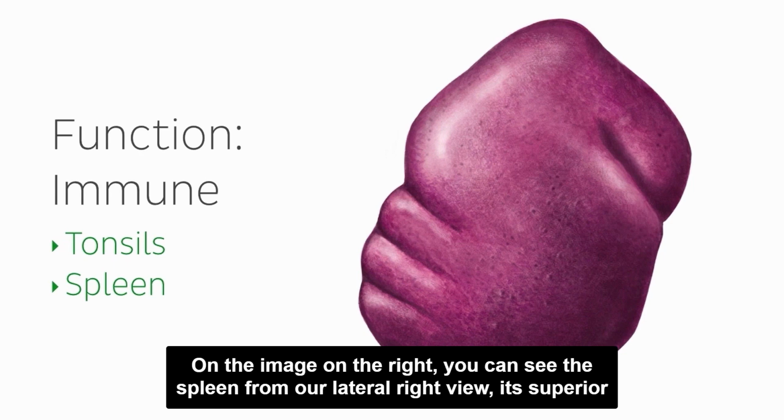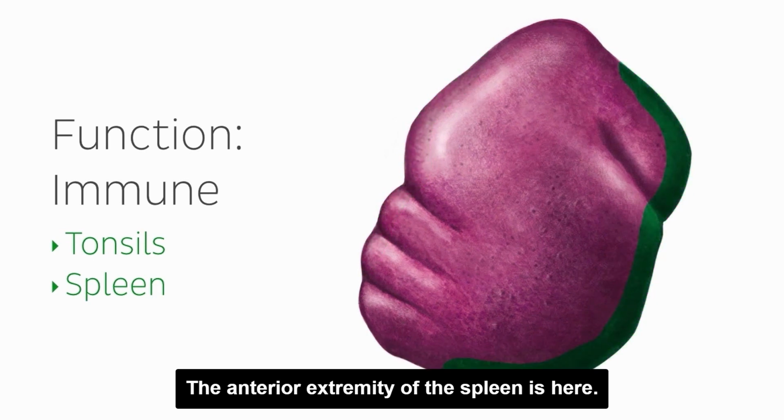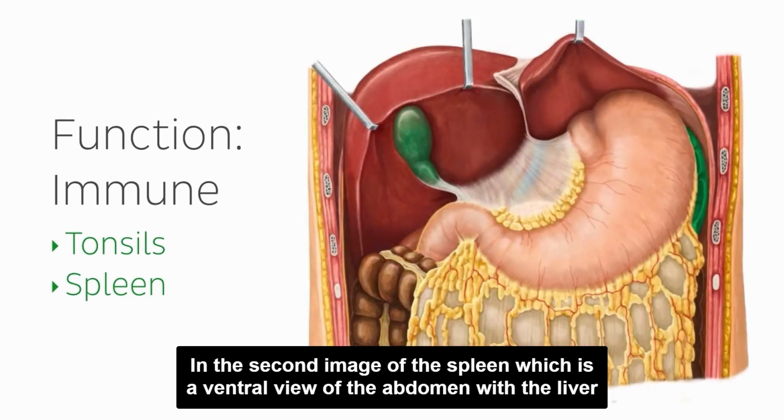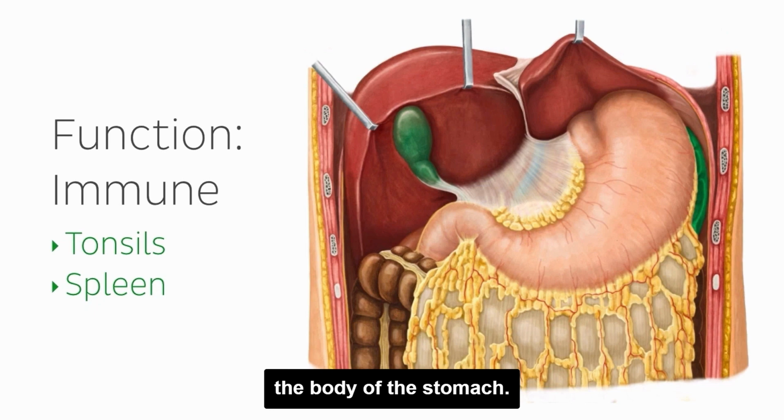On the image on the right, you can see the spleen from a lateral right view, its superior aspect being along this side and its inferior aspect along this side. The anterior extremity of the spleen is here. In this second image of the spleen, which is a ventral view of the abdomen with the liver pulled back, you can see the spleen's superior margin highlighted in green as it sits behind the body of the stomach.